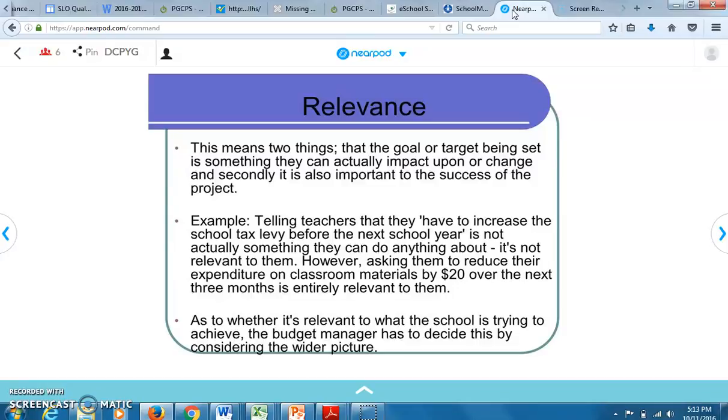Okay. Next one we'll talk about is relevance. So this means 2 things. That the goal or target being set is something that can actually impact or change. But this is really talking about relevance. A lot of times you walk into classrooms and the objective really isn't relevant to what is actually being taught in class. Quite honestly and frankly, when we go into some classrooms we see objectives that have nothing to do with the lesson being delivered. It was for a different class and hasn't changed, or sometimes you're teaching a different content, a different class.